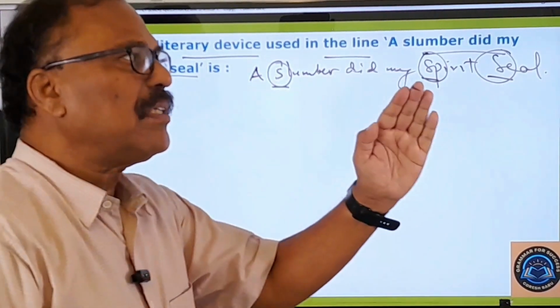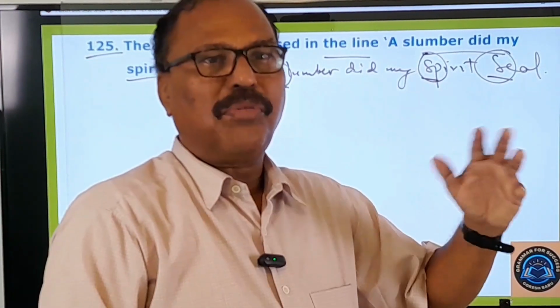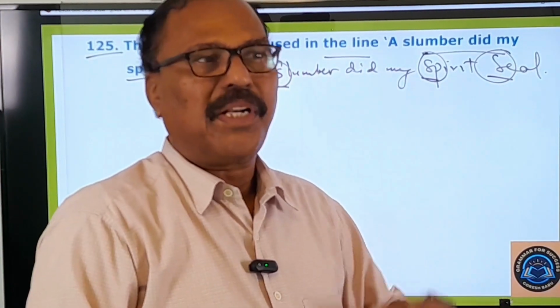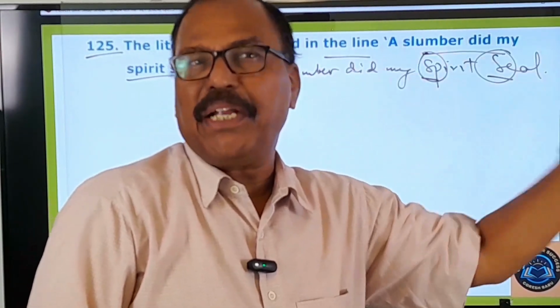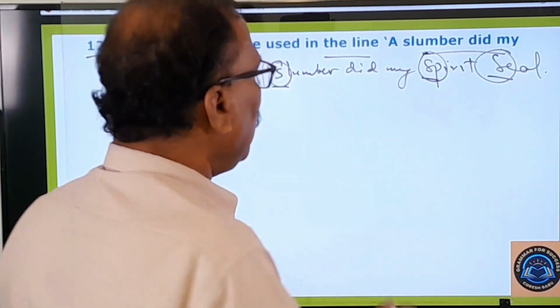If a consonantal sound is repeated in two or more than two words, that is called alliteration.